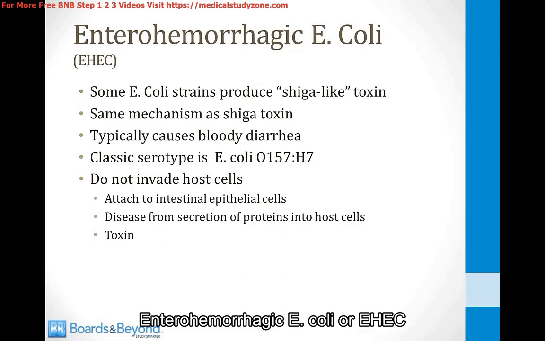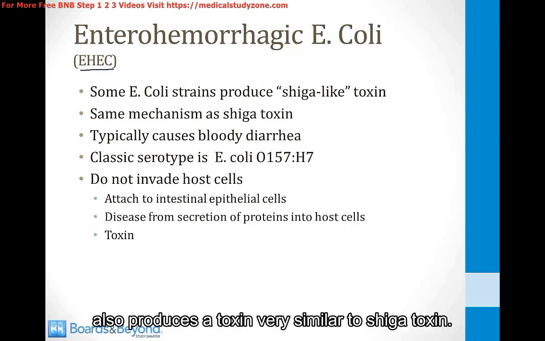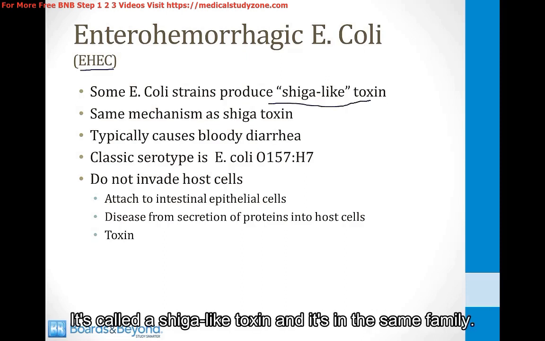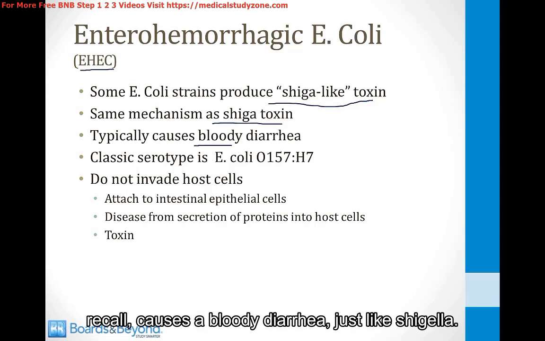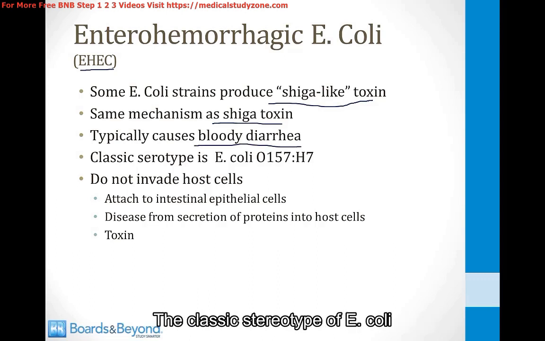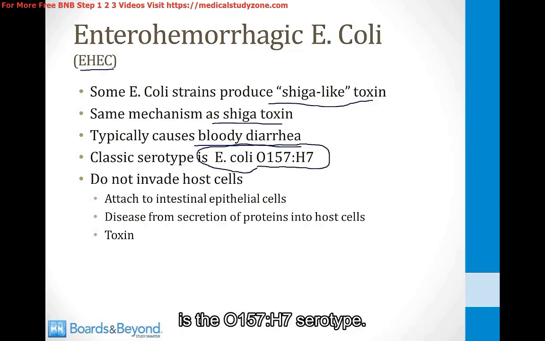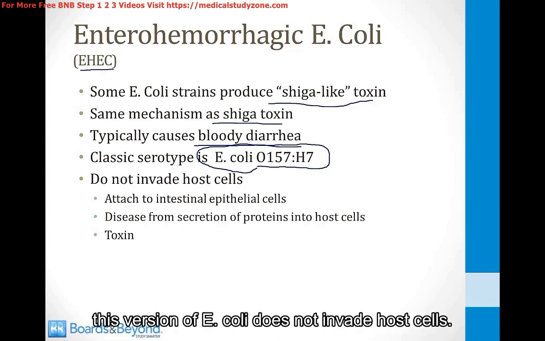Enterohemorrhagic E. coli, or EHEC, also produces a toxin very similar to shigatoxin. It's called a Shiga-like toxin, and it's in the same family. It has the same mechanism as shigatoxin, and EHEC, recall, causes a bloody diarrhea just like Shigella. The classic serotype of E. coli that causes enterohemorrhagic disease is the O157:H7 serotype. And one special note about this version of E. coli: it does not invade host cells.